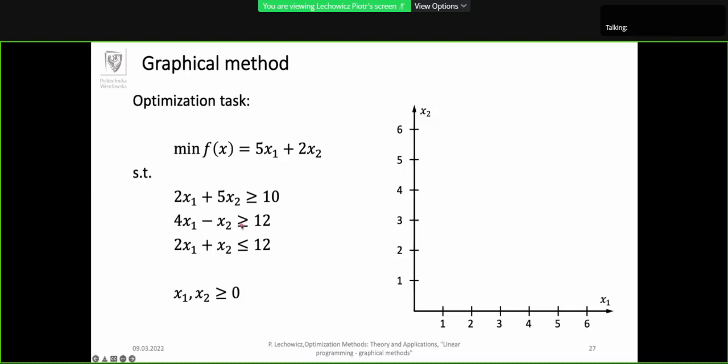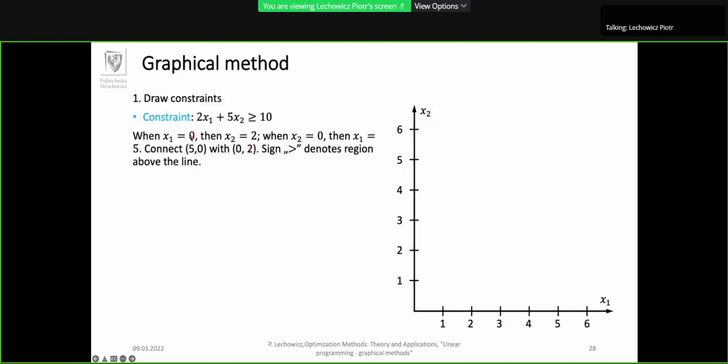And we have the set of following constraints. And this is our chart where we will draw these constraints and find the optimality of this function. So what is the first task? First task is to draw constraints.